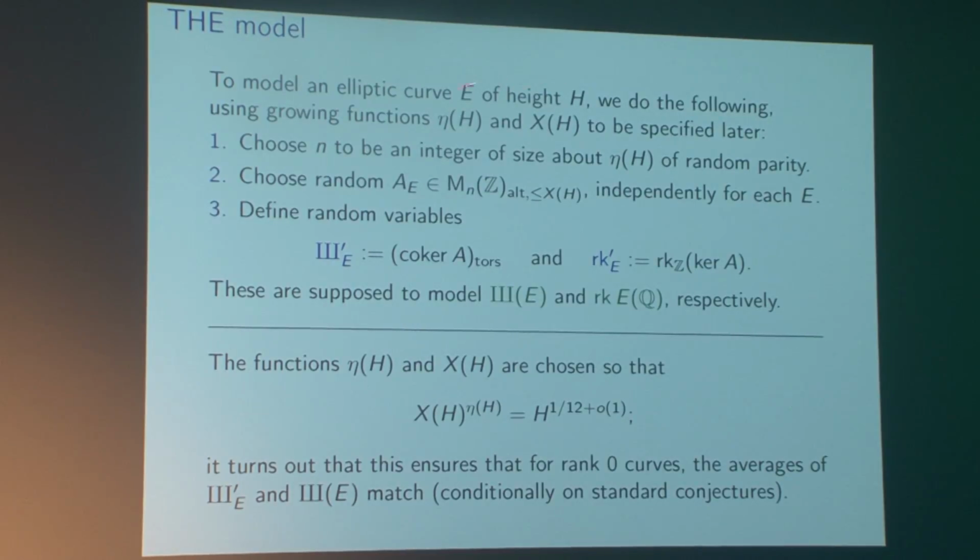If you want to model an elliptic curve of height h, using these growing functions that I'm going to talk about later, you choose a large integer, which is going to be the size of the matrices, and a random parity, since I don't want bias in the parity. Then choose a random integer matrix associated to this elliptic curve, with entry size bounded by this other function. I do this independently for each elliptic curve.